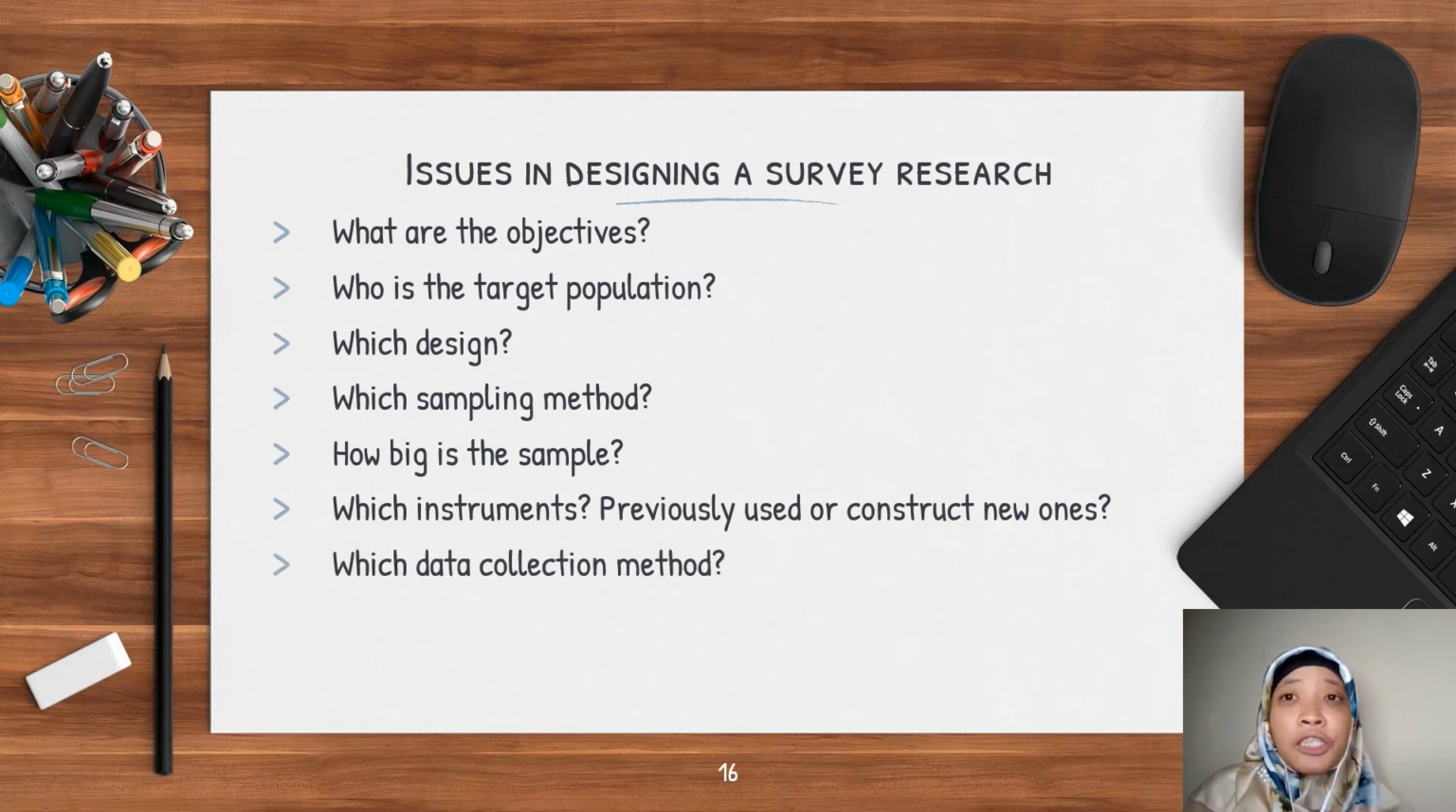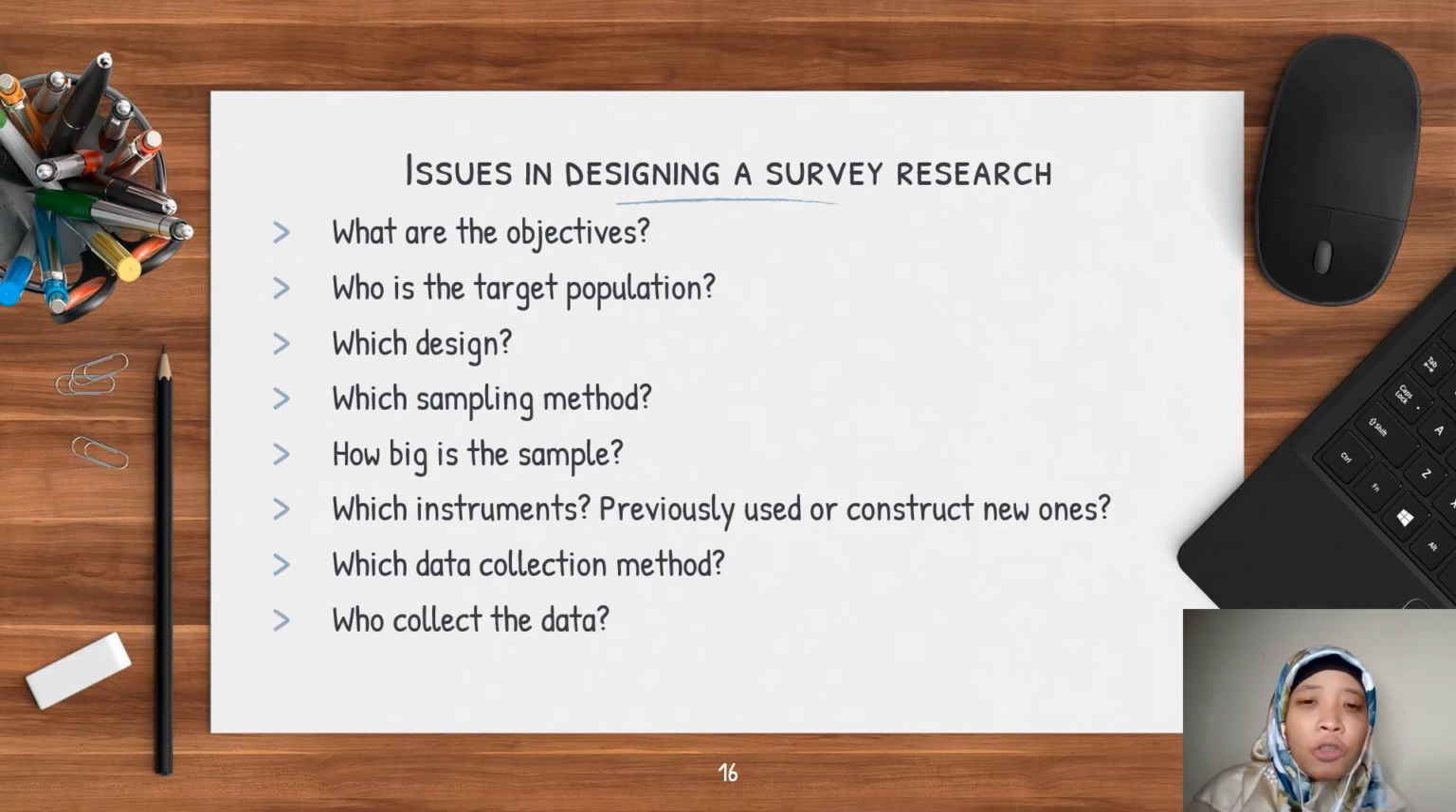And which data collection method should we use? Should we use an online survey? Should we use paper and pencil? At this point, though, we sort of have no other option besides the online survey. But actually, thank God that we have this option at this point. Who collects the data is also an important issue in designing a survey research. And what is the time frame? So we will be talking about this across the semester in this class.